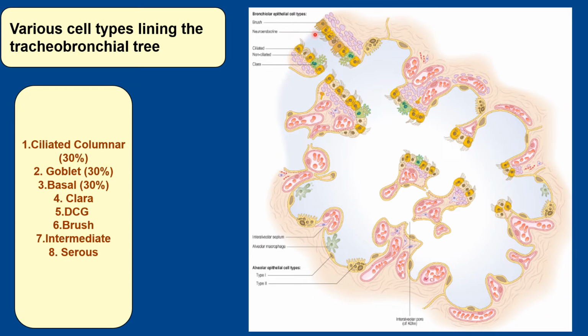Here is a schematic diagram of the terminal part of the respiratory bronchiole and where it is entering into the alveoli. In addition to the 8 types of cells, in the alveoli there are type 1 and type 2 alveolar cells, and macrophages are there which lie in the wall, sometimes in the cavity.